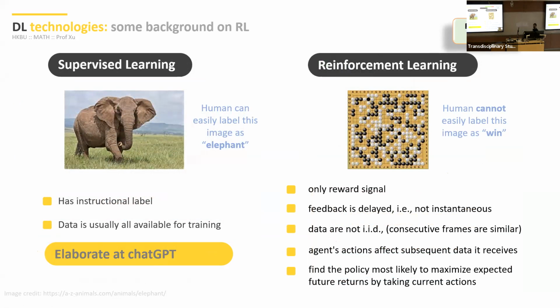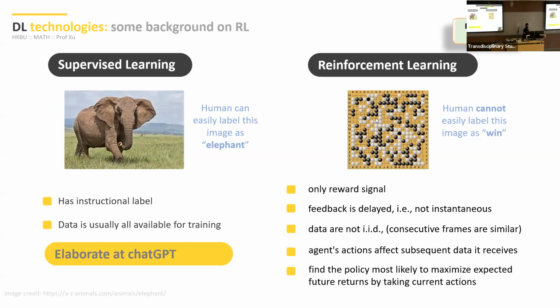But if you look at the same thing, like an image of a Go board, an image of a game of Go in that particular setting, it is very difficult for a human to say, I am determined that white is going to win, or I'm very determined to say the white is going to lose. You can't actually tell that. So the difference between reinforcement learning and supervised learning is the following.